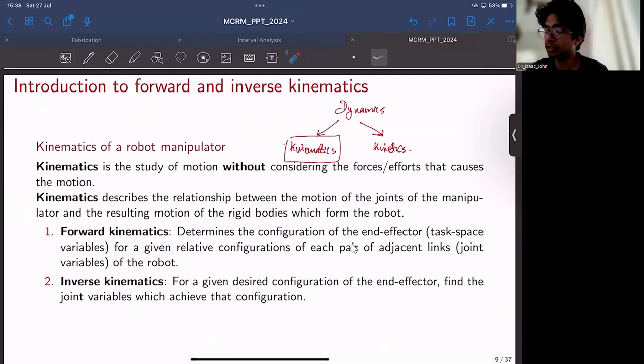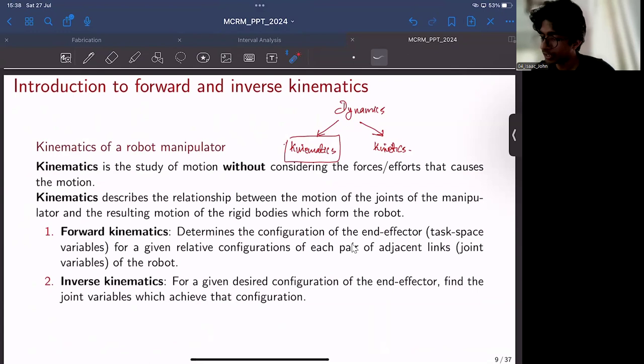We are treating the motion exclusively as fully isolated from the forces or efforts which cause this motion. And later, when we consider dynamics, we would also consider the forces aspect: how the forces cause the change of motion of a robotic manipulator, or how the change of forces at the motors would make the robot move to realize a different configuration.